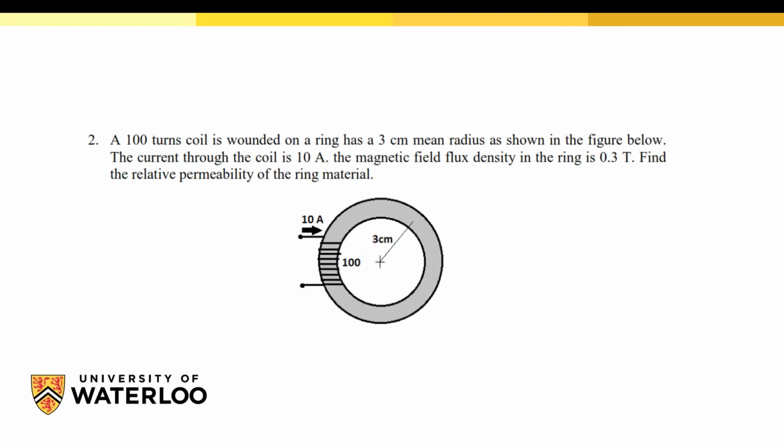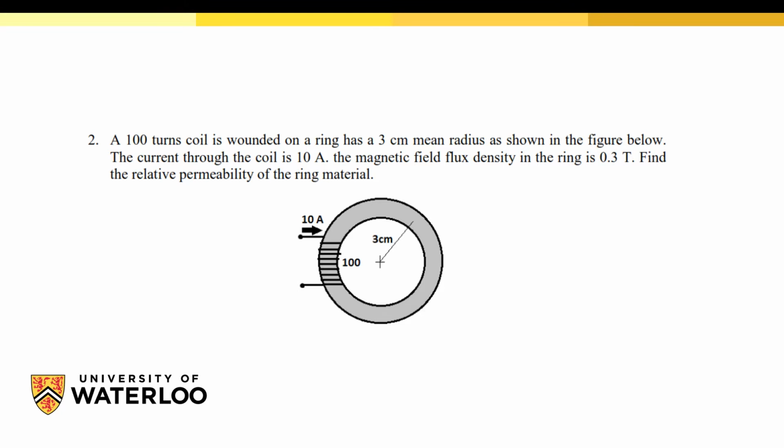In question 2, we have a 100 turns coil wound on a ring, which has a 3 cm mean radius as shown in the figure below. The current through the coil is 10 amp. The magnetic field flux density in the ring is 0.3 Tesla. Find the relative permeability of the ring material.